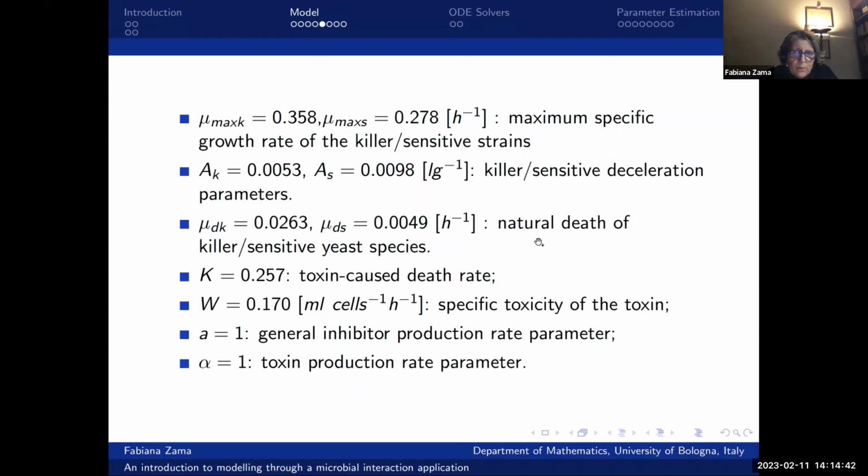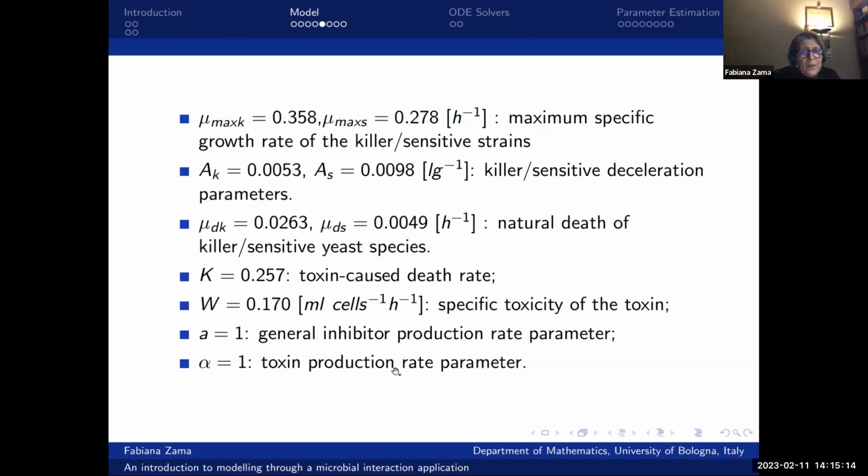the parameter estimation process. And mainly it is the natural death of killer and sensitive yeast. Mainly this parameter is the most important, as well as the toxin-caused death rates and the specific toxicity of the toxin, for example. These are the main parameters of this model, while the other constants are taken equal to 1 for these experiments. But of course, in changing the substance and the elements, it is necessary to take these elements into account also.